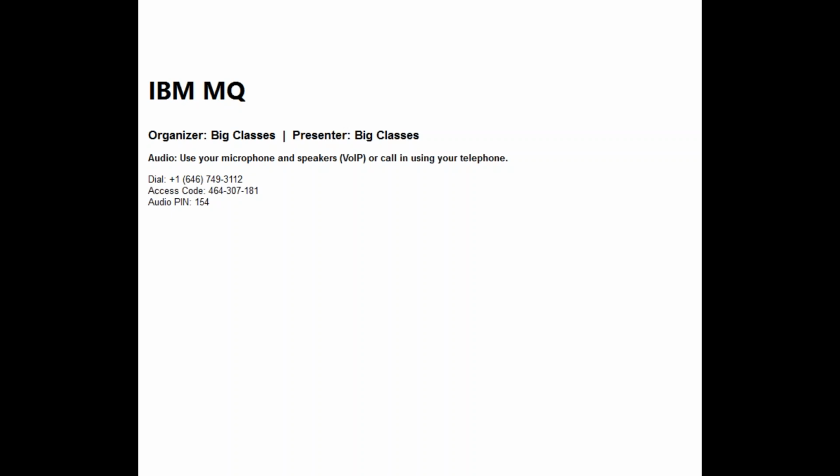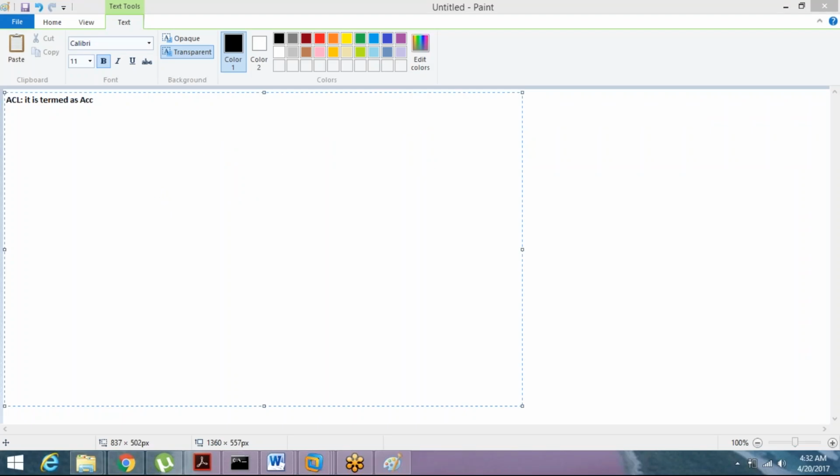So first is ACL. What is ACL? Okay, so it is termed as... Have you shared your screen or what? Because I'm not able to see anything. Oh, sorry. It will take some time. Okay. Now I can see. You are able to see, right? Yeah, yeah.